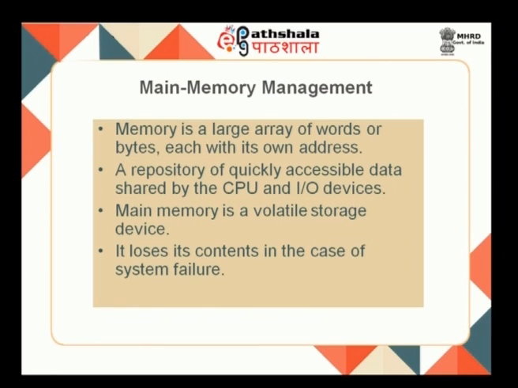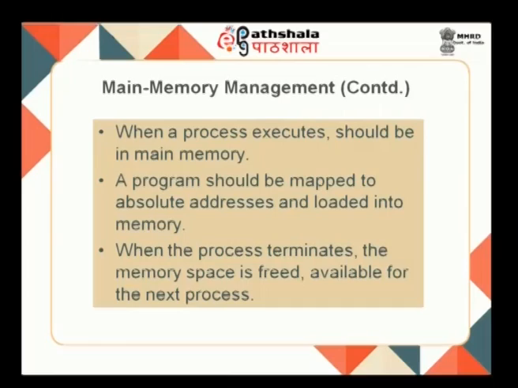This main memory is also a volatile storage device. For example, RAM is used as the main memory, where the contents are volatile. Once the power is switched off, the contents do not remain anymore. So, this main memory is the one where processes have to be kept if they are under execution. The program that is placed into the main memory should be mapped onto the addresses of the main memory, and loaded into the memory. When the process terminates, the memory space is freed and is available for the next process.